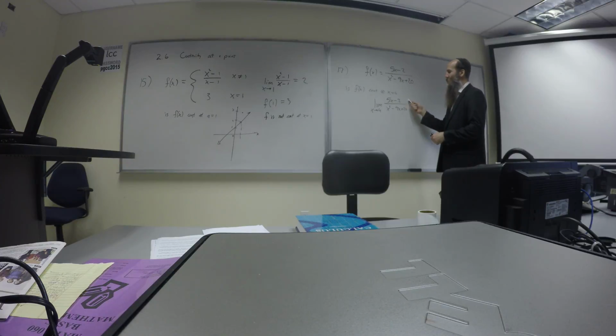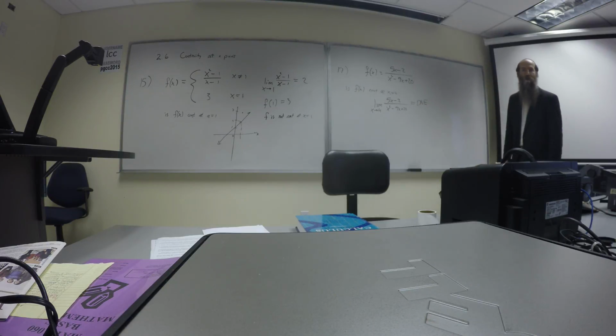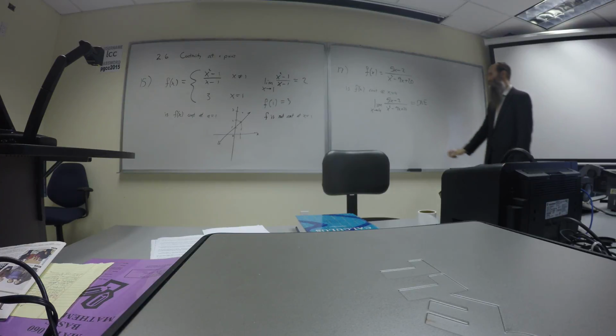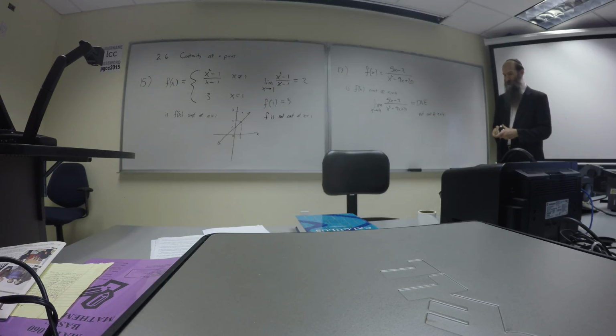Now, the top is heading towards non-zero. Bottom heading towards 0. So therefore, what's the limit? D and E. Problem's over. It's not continuous, right? Not continuous at x equals 4. Agreed?